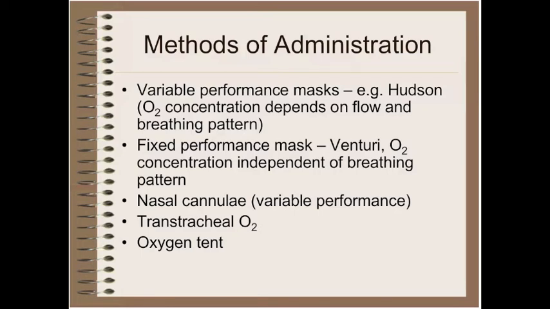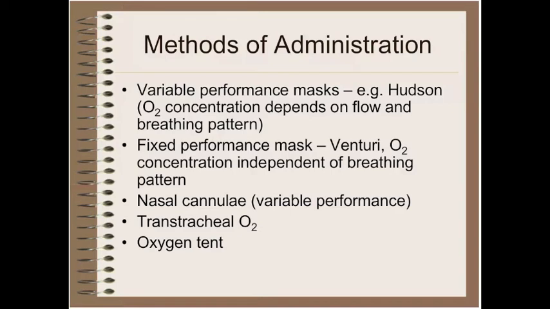At home in stable patients we use nasal cannulae, but these are variable performance. The amount of oxygen delivered to the patient depends on their respiratory rate and their tidal volume, i.e. their minute ventilation. And these two at the bottom, the transtracheal oxygen and oxygen tent, are really small print just to fill up the slide. So here's a picture.